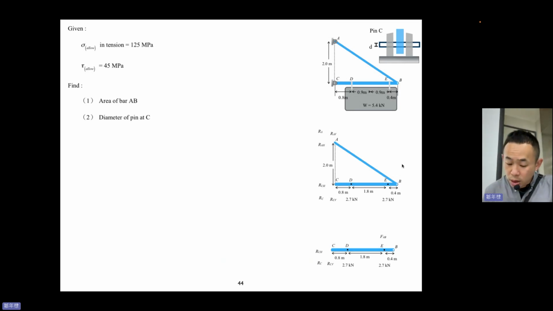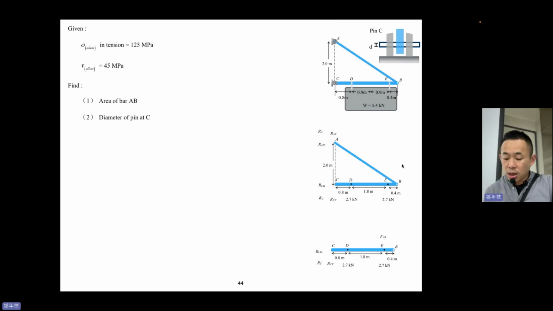Okay, so sigma allow in tension is 125 megapascal. The material, the blue material, and tau allow is 435 megapascal. So we know that these are something we bought from the material shop. It tells me sigma allow is 125. The shear stress allowable is 45 megapascal.